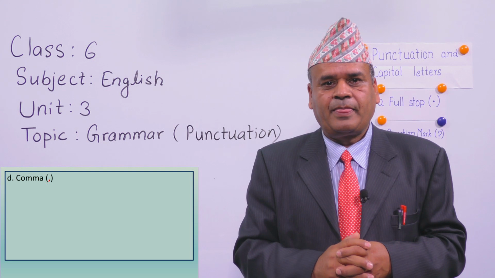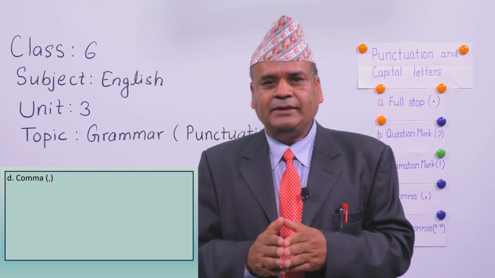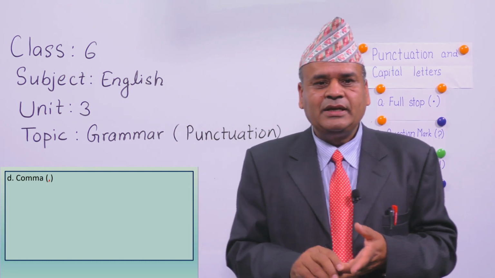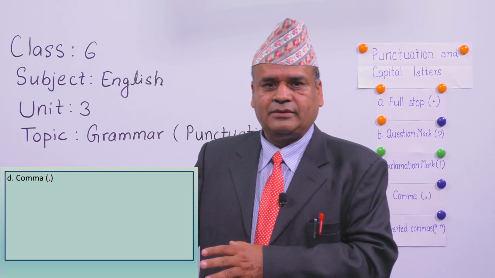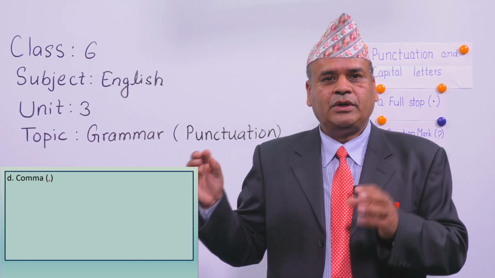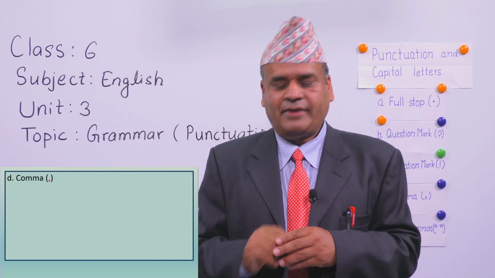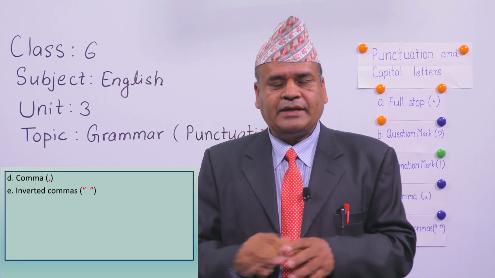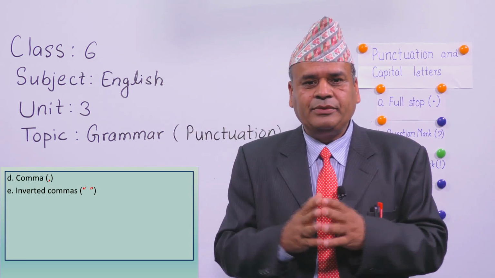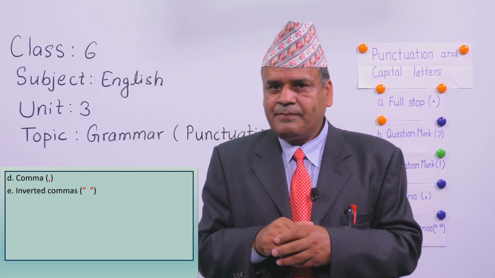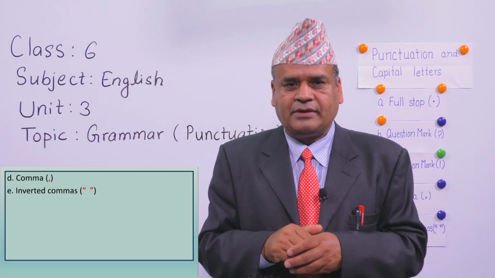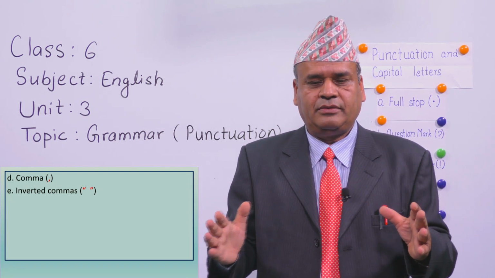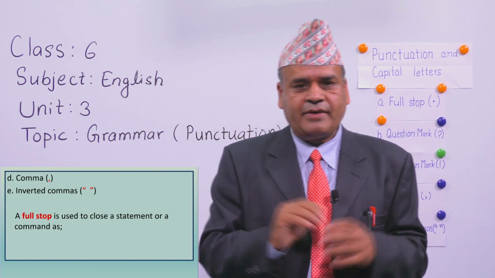And comma. For example, in my bag, I have kept a pen, a notebook, a pencil, instrument box. If you say like that, after each word, we should use comma, right? And inverted comma. Okay, as I told you earlier, inverted commas are used with the sentences directly spoken by the speaker. That means inverted commas are used for direct speech. Okay, sentence is spoken by the speaker directly.